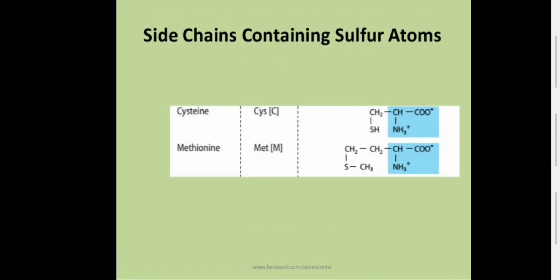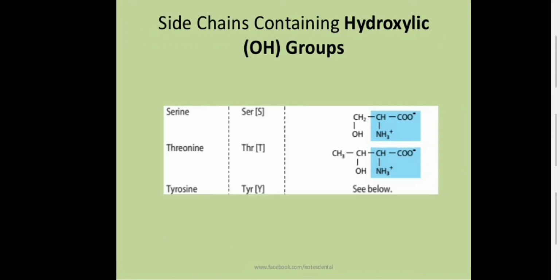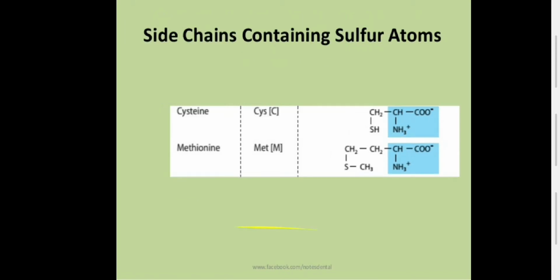Next, we have the side chain containing a sulfur atom. If in the hydroxyl group we have OH, in the sulfur atom we have SH or SCH3. In this structural formula, as you can see, it has a sulfur atom side chain. So don't forget, you can identify that this kind of amino acid has a side chain containing sulfur if there is an SH or a formula particular to the sulfur atom.